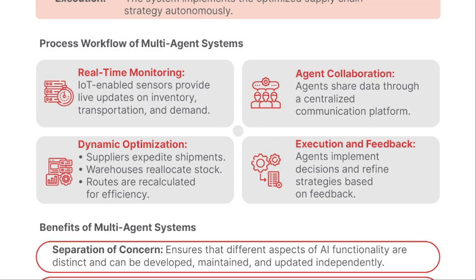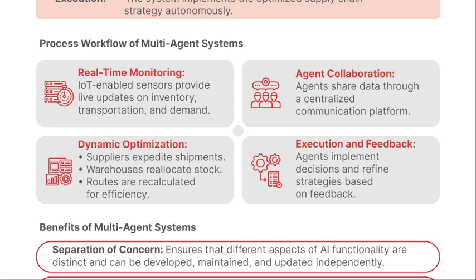So we have four things: real-time monitoring, agent collaboration, dynamic optimization, execution, and feedback. In real-time monitoring, Internet of Things enabled sensors provide live updates on inventory, transportation, and demand. So this multi-agent system is going to transform the transportation system, demand and supply, inventory. These things are going to change in a multi-agent system.